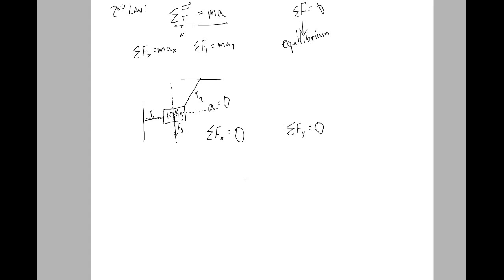So, let's start with the x. The summation of my forces in the x direction, again, equals 0. Now, let's look at the forces in the x direction. I've got T1 as is. So T1 is a force that I have in the x direction.